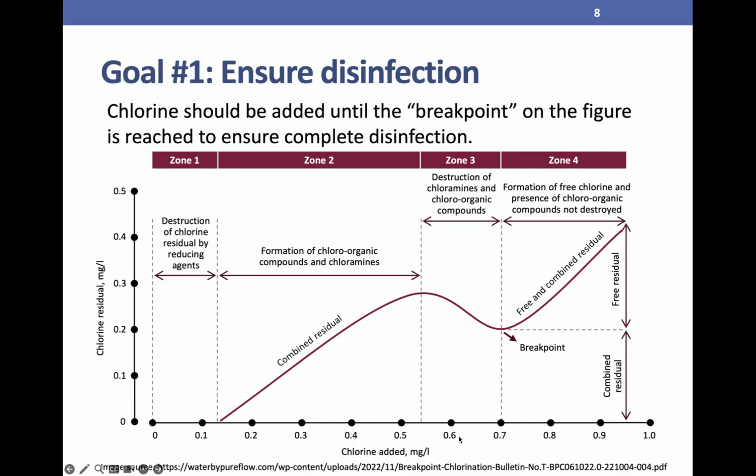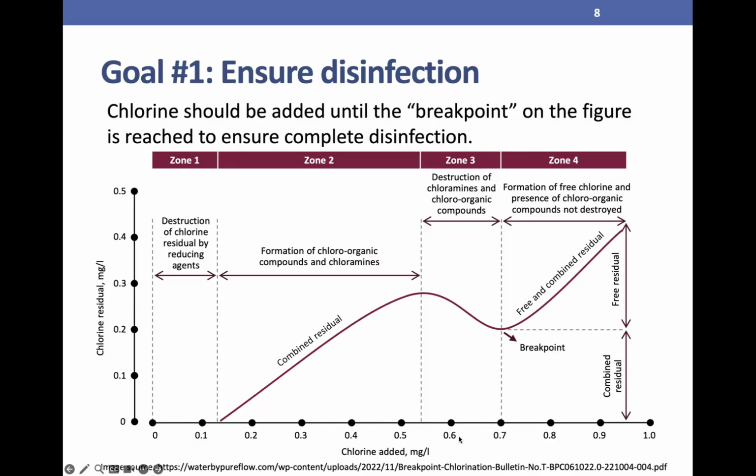In the first zone on the figure, when only a little chlorine is added to the water, that chlorine reacts with reducing agents in the water, such as iron, manganese, and nitrite, and there is no residual left over. In zone 2, as more chlorine is added, the chlorine reacts with ammonia and organic matter to form chloramines and chlororganic compounds, combined residual chlorine. The primary reaction in this zone is the reaction of chlorine and ammonia, resulting in combined residual of primarily monochloramine.